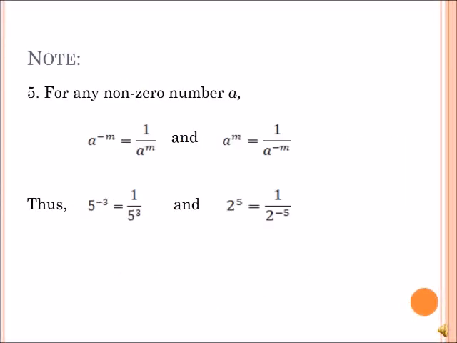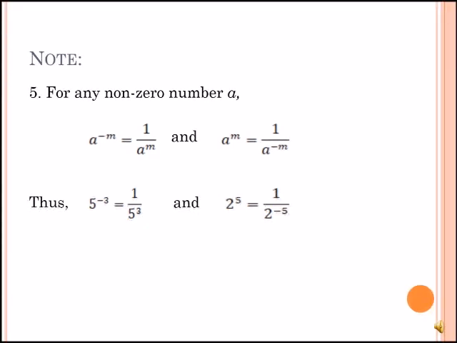Fifth point. For any non-zero number a, a raised to the power minus m is equal to 1 by a raised to the power m. And a raised to the power m is equal to 1 by a raised to the power minus m. You can see the change in the sign. A raised to the power minus m in the denominator. So, a raised to the power minus m and a raised to the power m are reciprocals of each other.